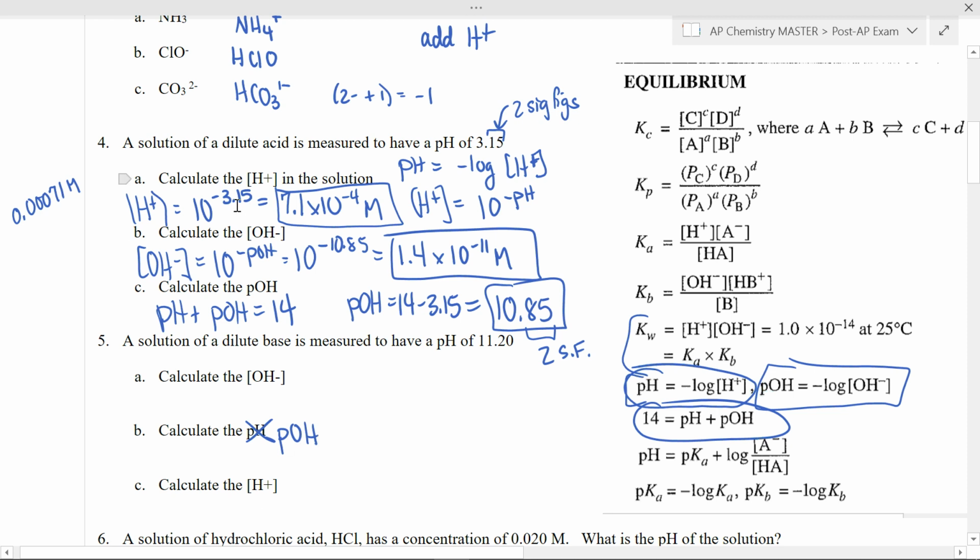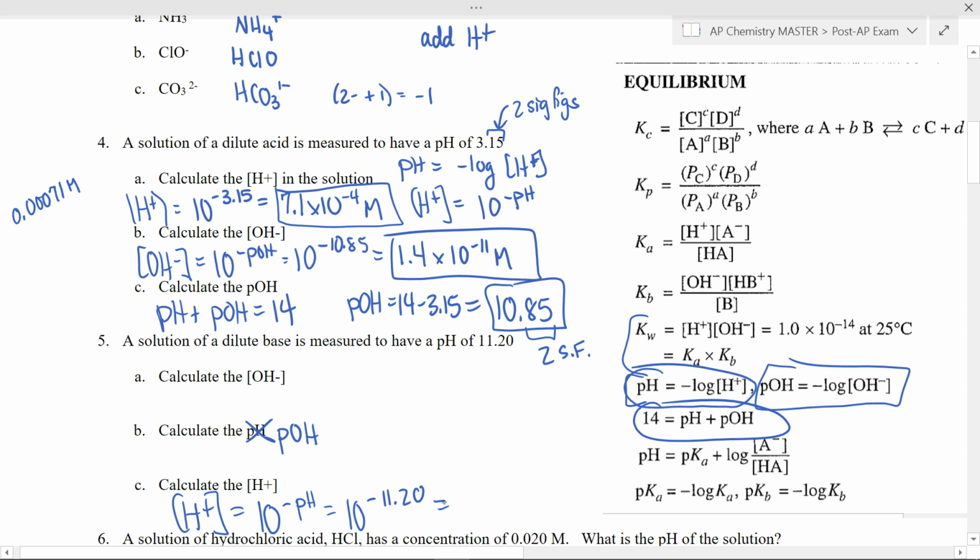Let's actually, I don't know why I put these in a different order, but let's find the H plus first. It doesn't really matter what order you do these things in. H plus is 10 to the minus pH. So it's 10 to the minus 11.2.